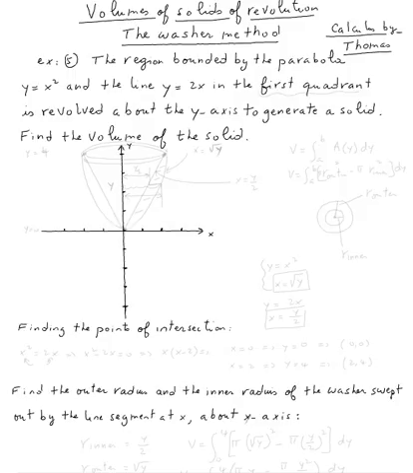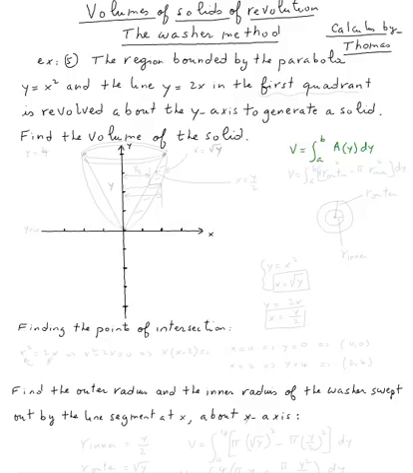So first of all, since it's revolved about the y-axis, automatically we know that the volume formula is V equals the integral from a to b of A of y dy. Next, we need to draw the region. To draw the region, we have to find the intersection of both curves.